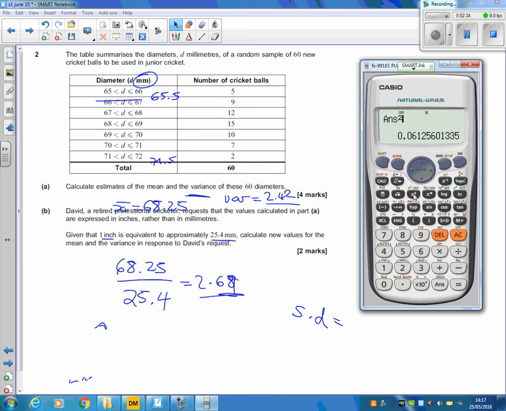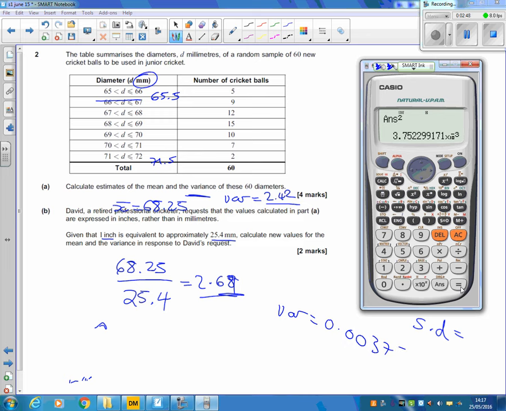And now we'll go back and square it to get the variance. And our new variance is, that's in standard form there, isn't it? But our new variance is going to be 0.00375. There's our new variance. A lot of students just divided by the 25.4 there, rather than remembering that it's the standard deviation that you change by the 25.4, not the variance there.